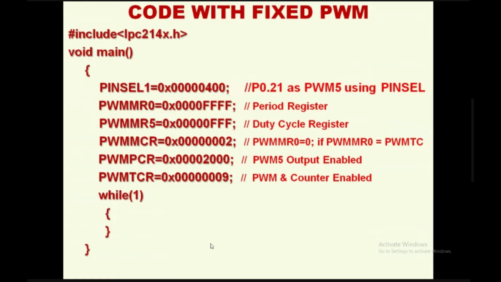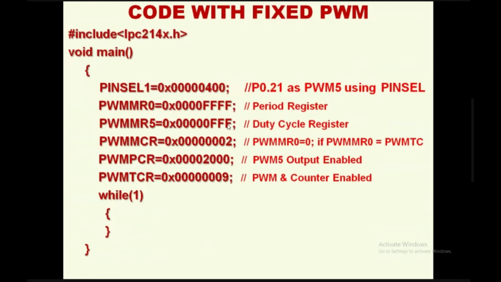Now, in while 1, I have not written anything because there is already a period register and already a duty cycle register. For the period register, it is 65,535 with respect to this value. FFF is 4,096. So out of 65,536 counts, for 4,096 counts it is on, and the remaining counts it is off.